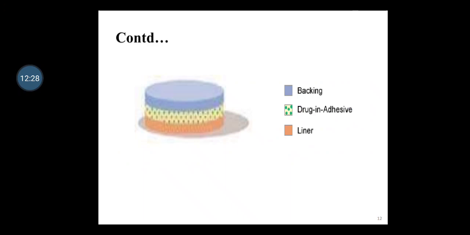So in the diagram, you can see there are three layers. The first one is your liner, the middle one is your drug in adhesive, and the uppermost is your backing. So in short, you can say that the adhesive layer is surrounded by a temporary liner at the bottom, and a backing, which is the outermost.